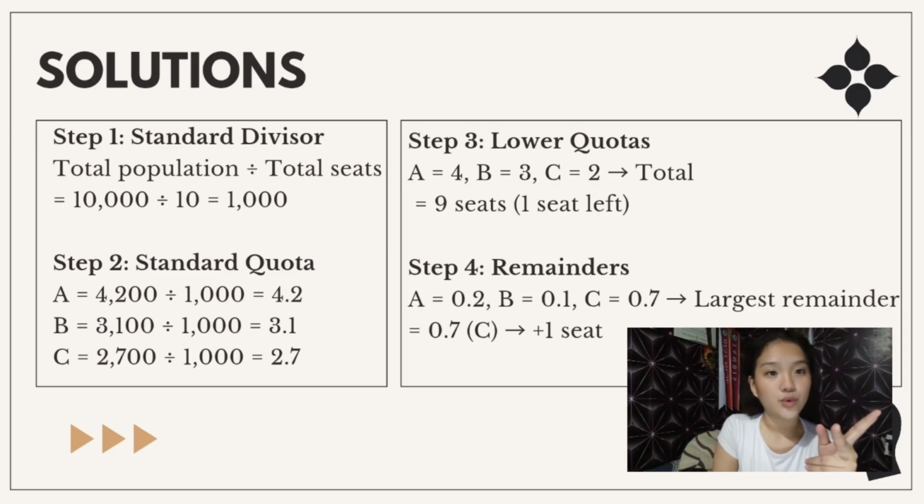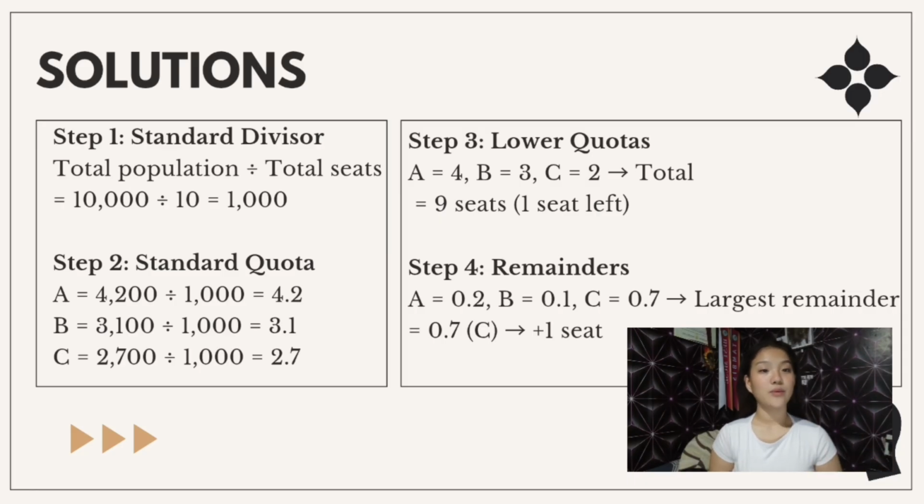So step 2, we have A, B, and C. So A is 4,200 divided by 1,000 equals 4.2. And B, 3,100 divided by 1,000 equals 3.1. And C, 2,700 divided by 1,000 equals 2.7.